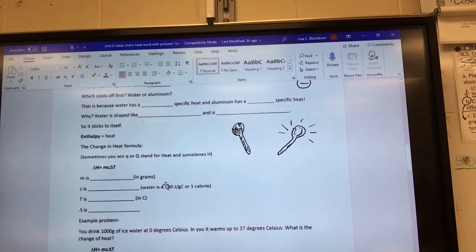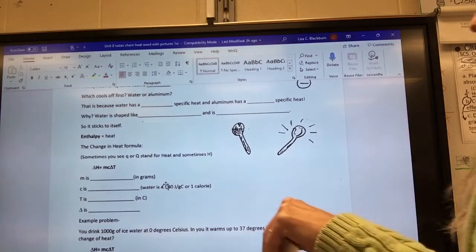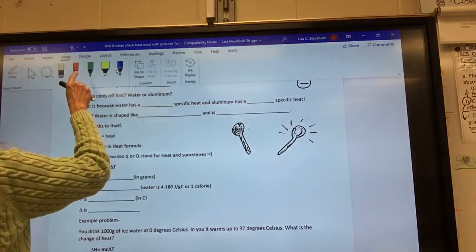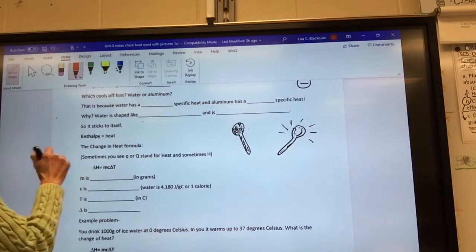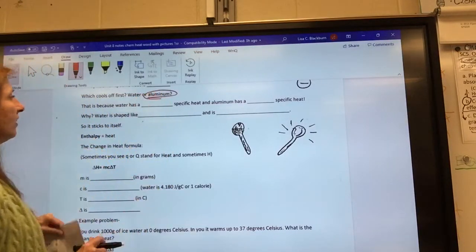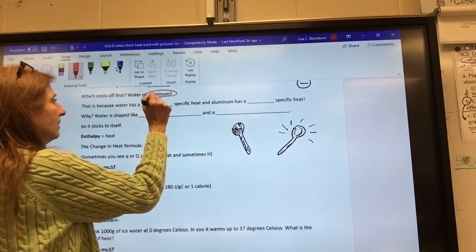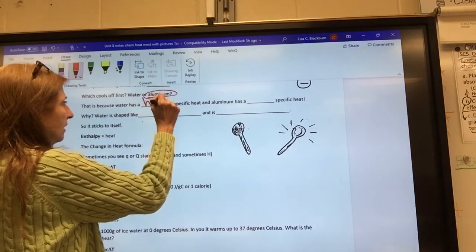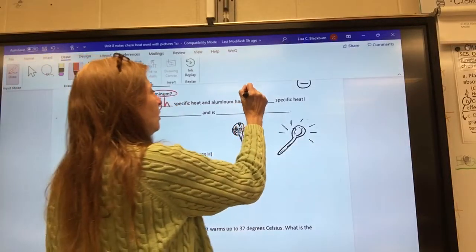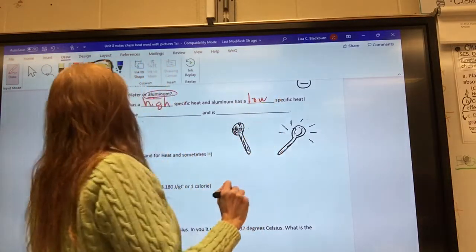Okay. So which cools off first, water or aluminum? Aluminum. So you can circle that. And this is because water has a high specific heat, and aluminum has a low specific heat.